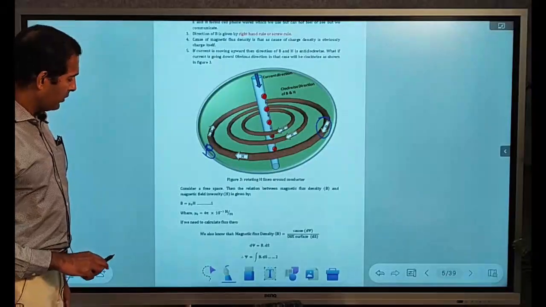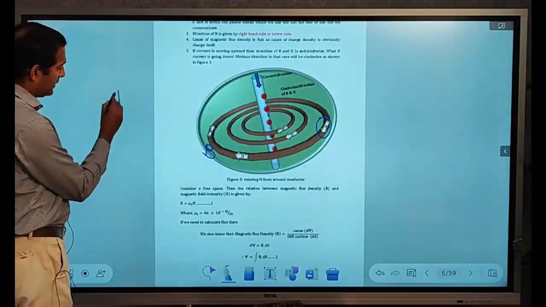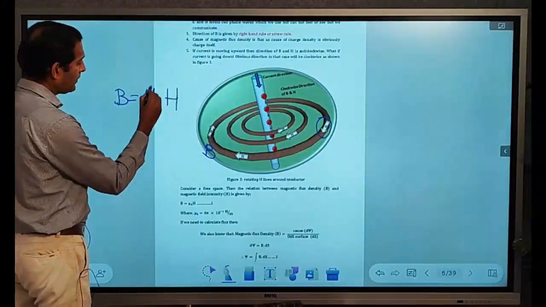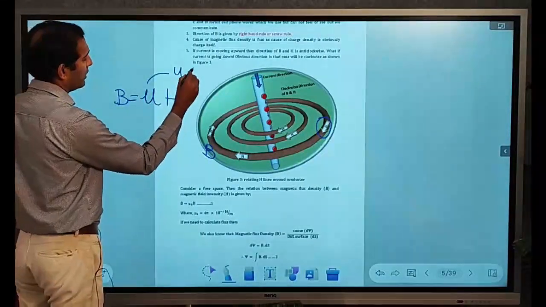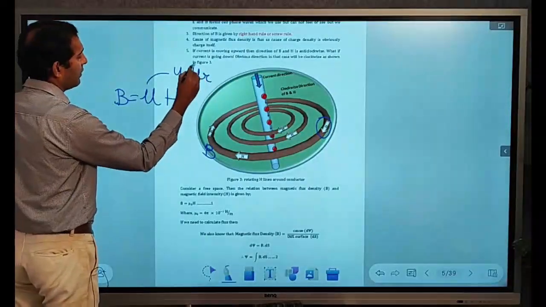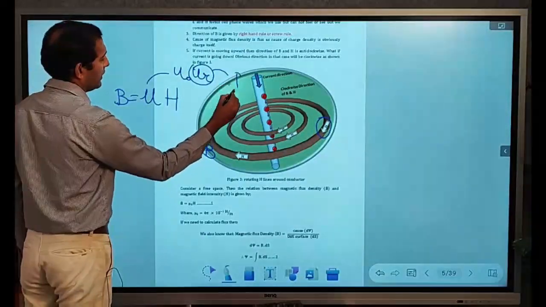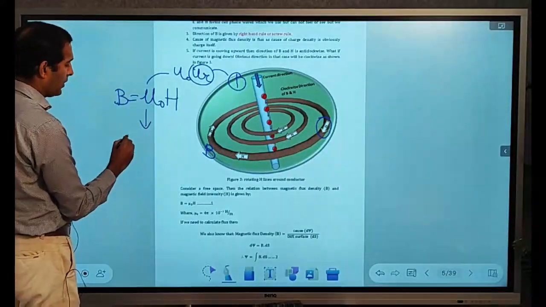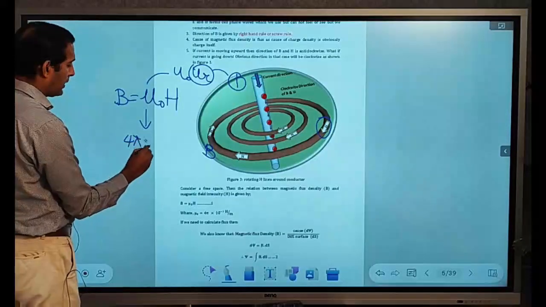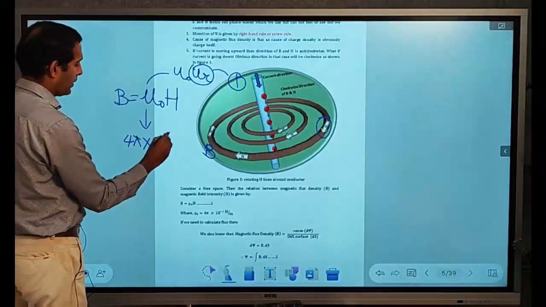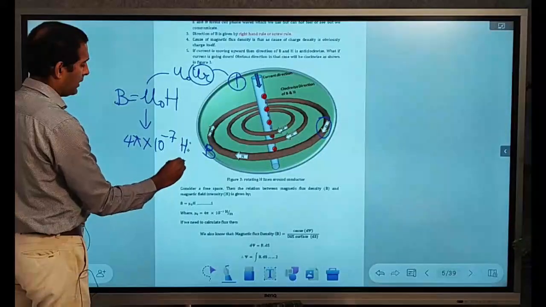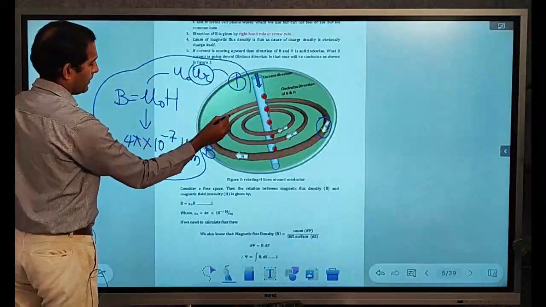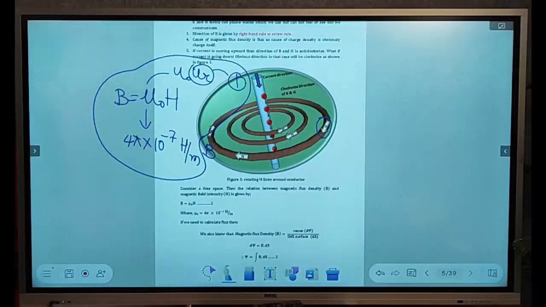So B and H both are related to magnetic field. Both of them are given with the relation, say B is equal to mu H, where mu is equal to mu naught mu R. If mu R is 1, if it is free space, then we can write it as mu naught, where mu naught is 4 pi into 10 to the power minus 7 henries per meter. So we have to remember this.